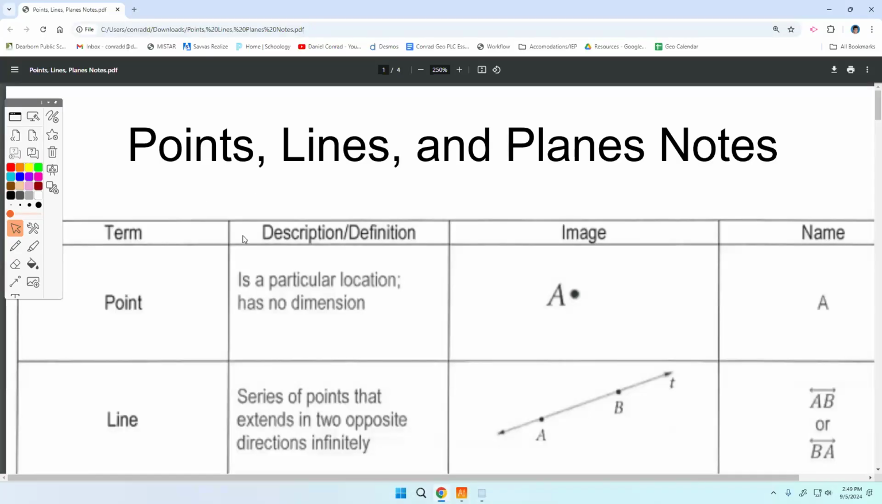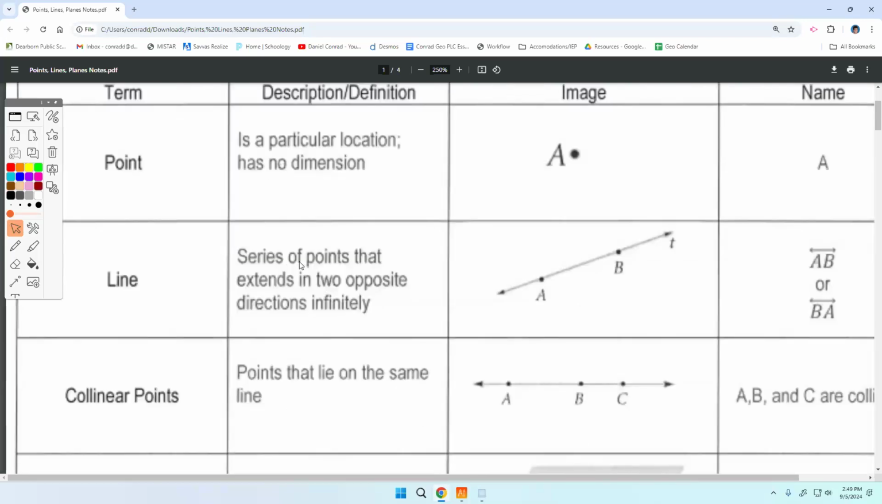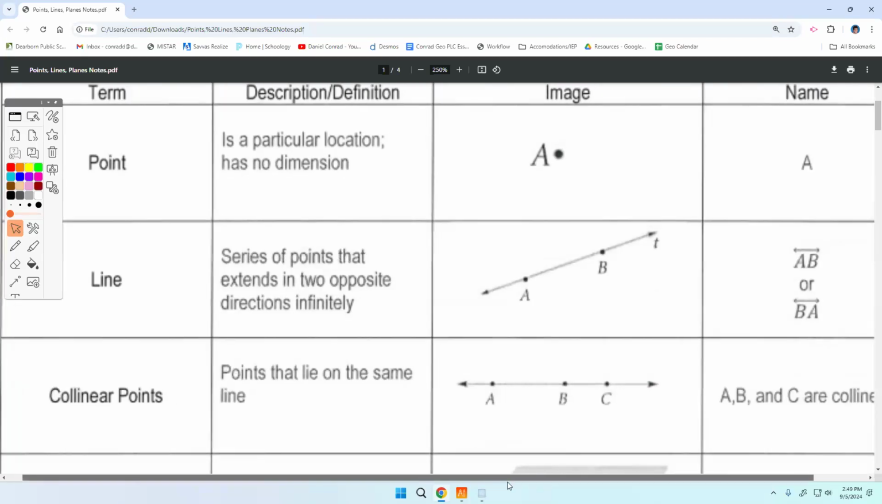Okay, these are the notes for points, lines, and planes. I'm just going to go quickly through the definitions here and how to name each of these.